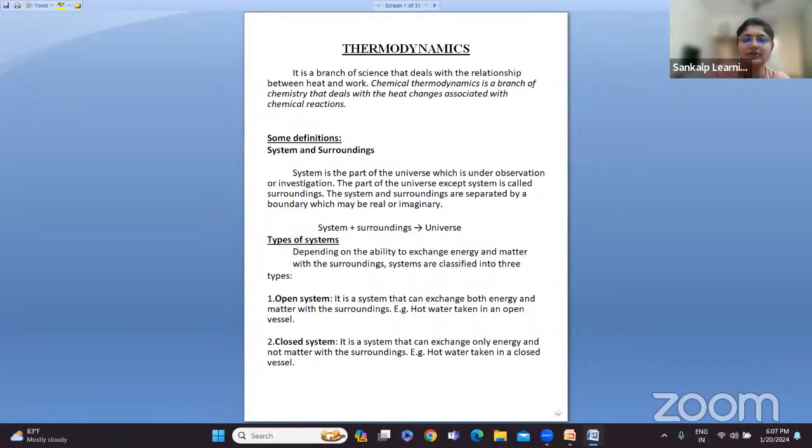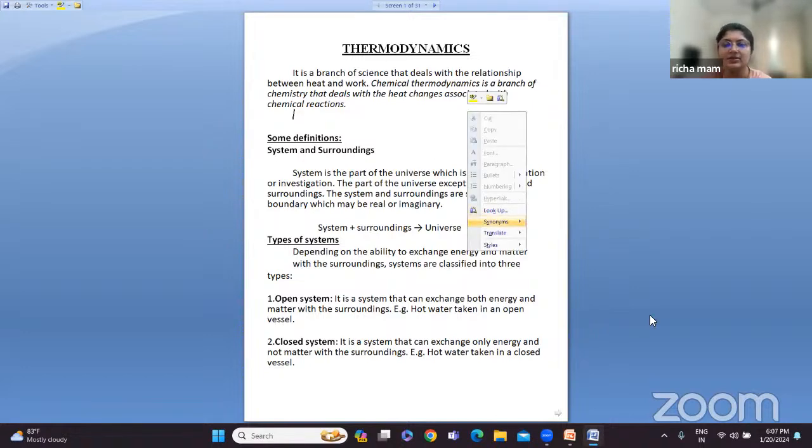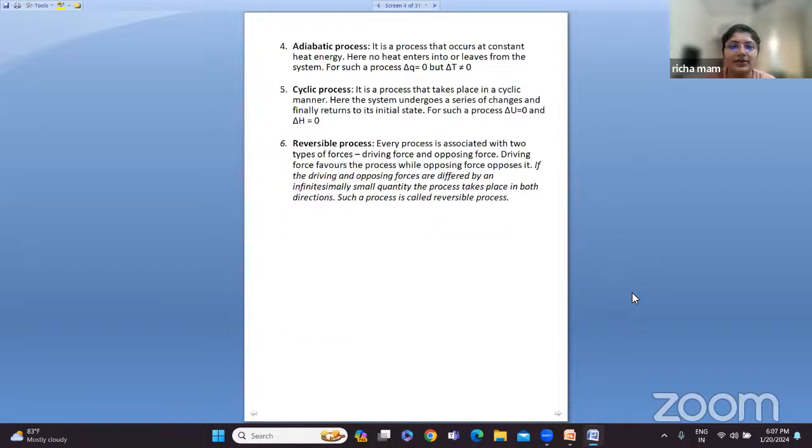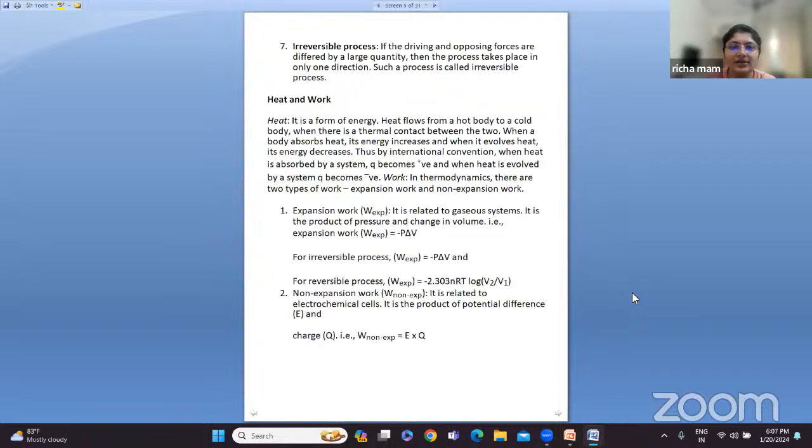So we have started with thermodynamics in the previous class, right? We have dealt with the synopsis and we have solved some MCQs based on this, right? So these were the things which we have discussed in our previous classes, right? So we have studied the type of processes and all.